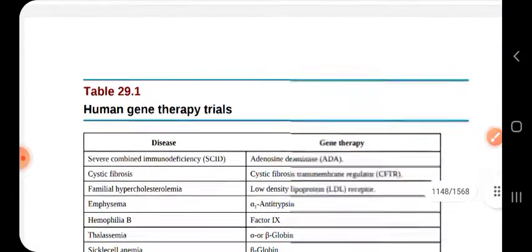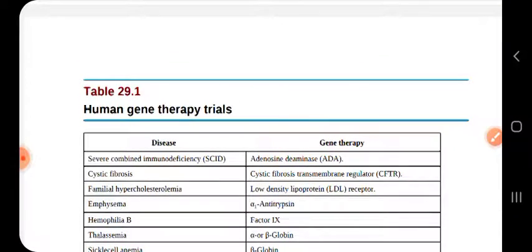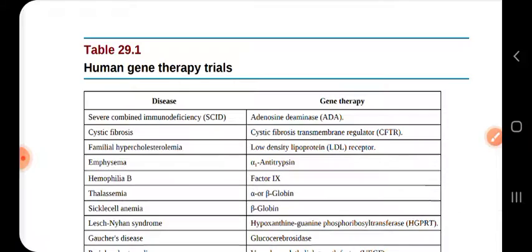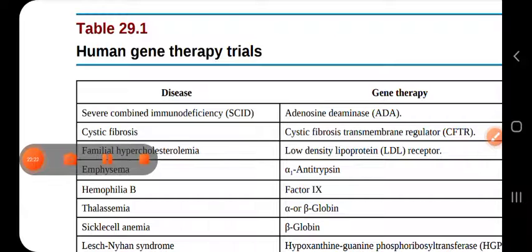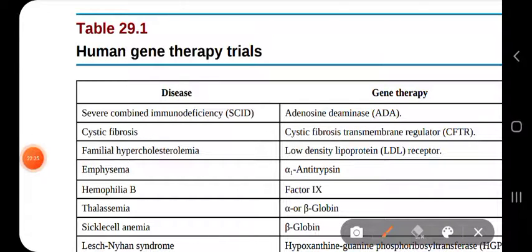Well, certain diseases are there. Wait for a minute. Okay, so for instance, if I zoom it in, you can see it. The first disease that we will study about with this gene therapy is severe combined immunodeficiency, which is called SCID. This can be cured with the help of gene therapy.